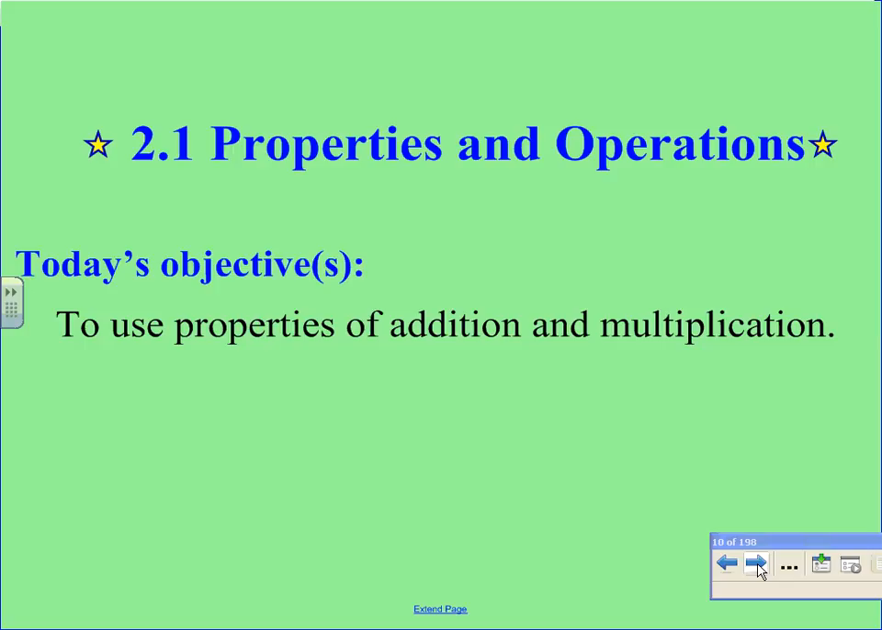We are going to start off with lesson 2.1, which is the properties. So if you open your note packet to the first page, the objective is to use properties of addition and multiplication. So some of you guys already know a lot of these, and you've heard of them. So does anyone remember what a property of addition or multiplication is? Annalise?